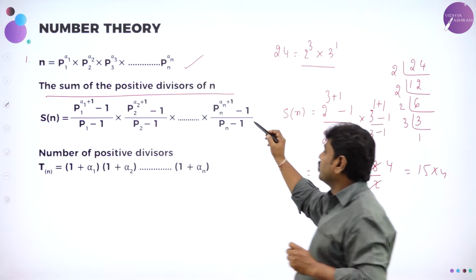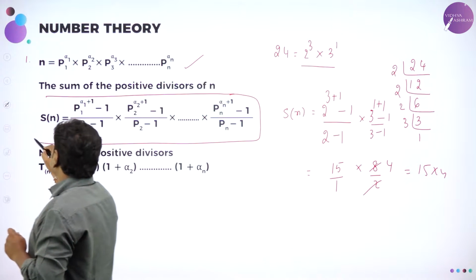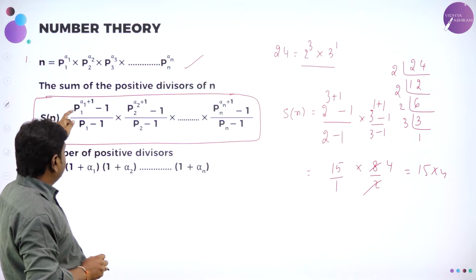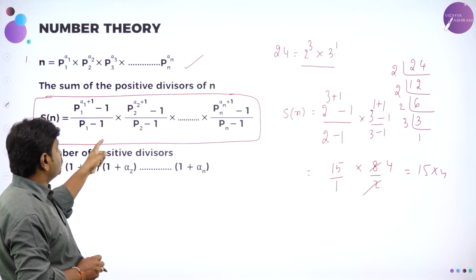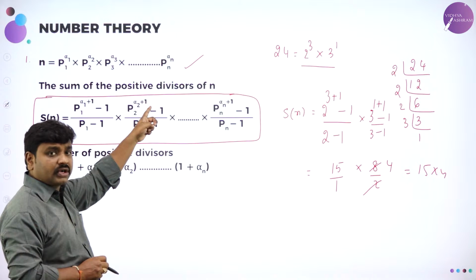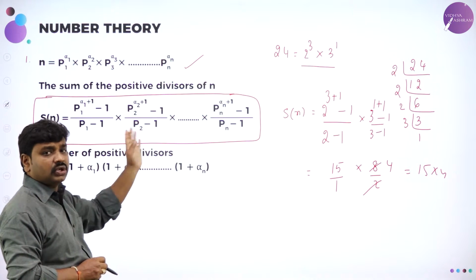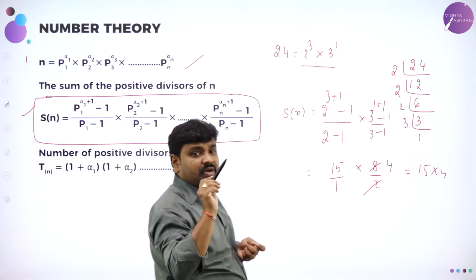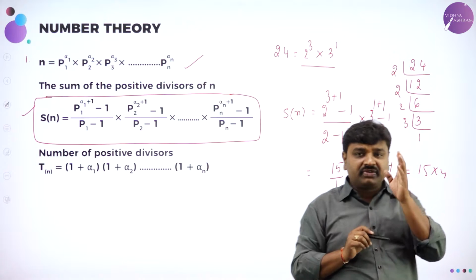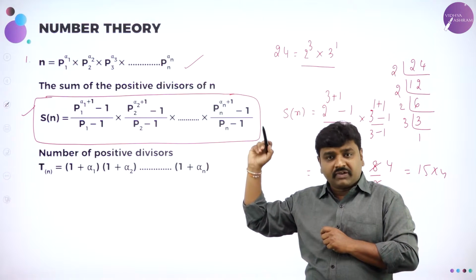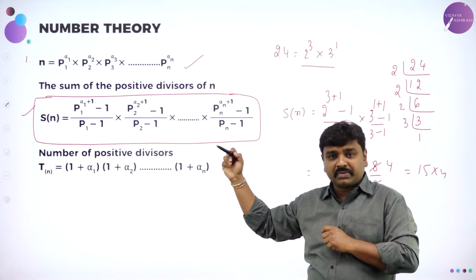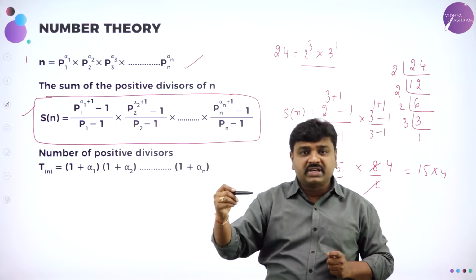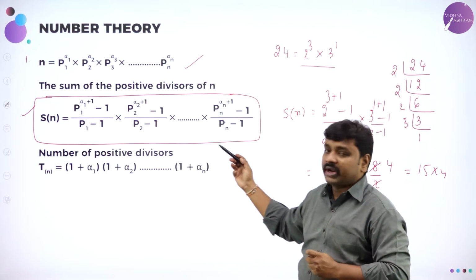That is the second step. What is the second step? Finding sum of positive divisors. What is the formula? Prime factor 1 power alpha 1 plus 1 minus 1 divided by P1 minus 1 into prime factor 2 power alpha 2 plus 1 minus 1 divided by P2 minus 1, go so on. So first memorize the formula for sum of divisors for a given number. What is sum of divisors for a given number? P1 power alpha 1 plus 1 in the power minus 1 in the base divided by P1 minus 1 into P2 power alpha 2 plus 1 minus 1 divided by P2 minus 1, and so on.